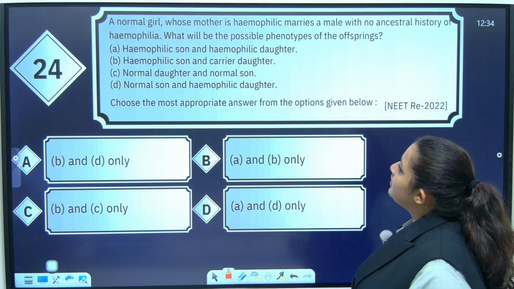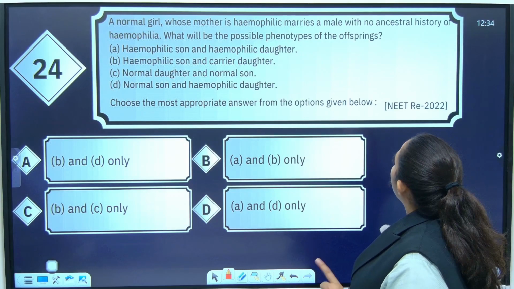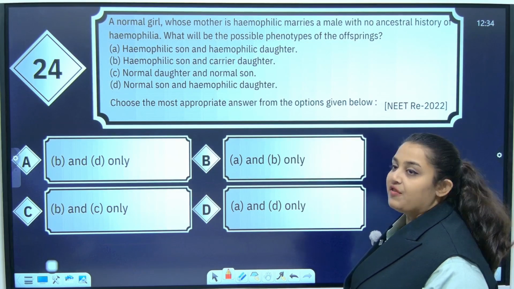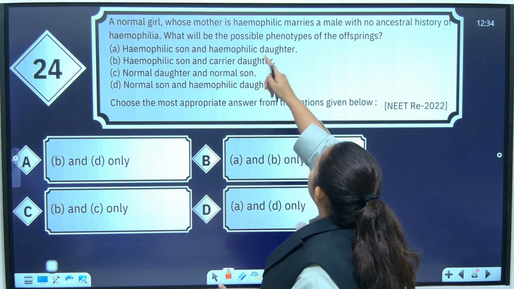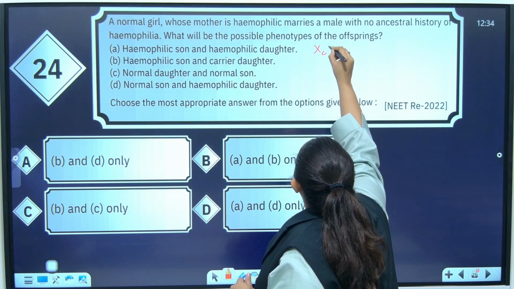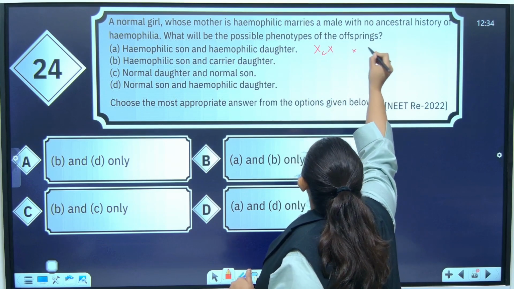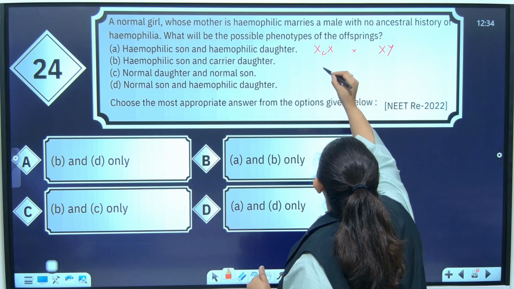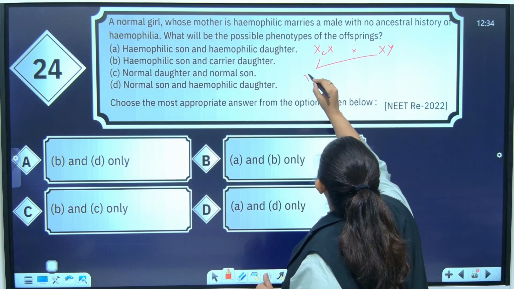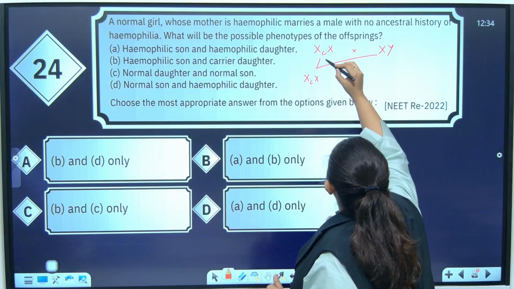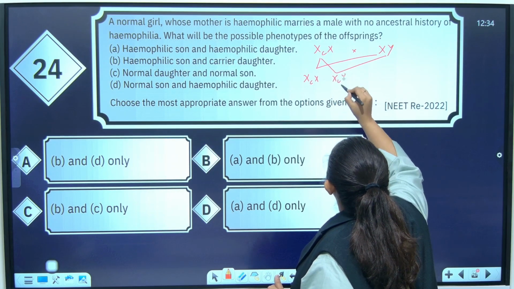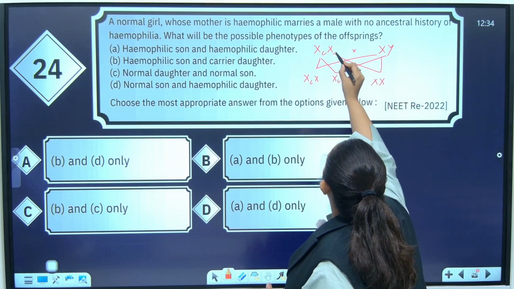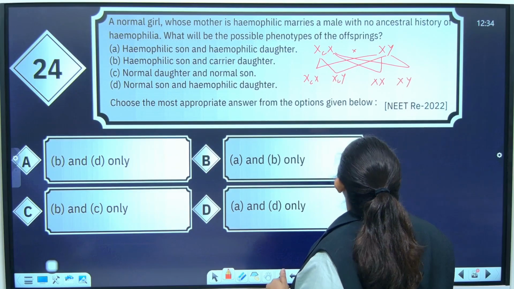Next one, a normal girl whose mother is hemophilic marries a man with no ancestral history of hemophilia. What will be the possible phenotypes of the offspring? So here we'll have to work this out. The mother is hemophilic, so we'll write it like this, crossed with father who has no history of hemophilia. Okay, so let's see. Firstly, we will have XCX as one child. The second can be XCY. Third, XX. This is the normal girl they're talking about. And this is going to be X and Y.